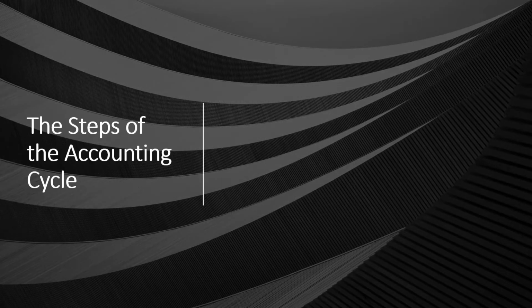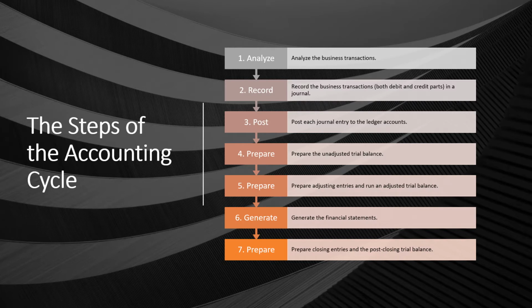The steps of the accounting cycle. 1. Analyze the business transactions. 2. Record the business transactions, both debit and credit parts, in a journal. 3. Post each journal entry to the ledger accounts. 4. Prepare the unadjusted trial balance. 5. Prepare adjusting entries and run an adjusted trial balance. 6. Generate the financial statements. 7. Prepare closing entries and the post-closing trial balance.